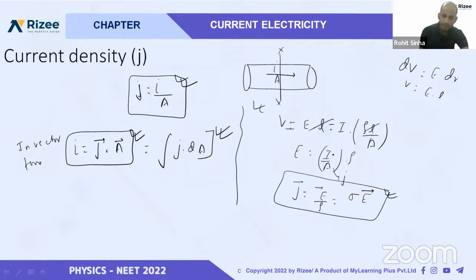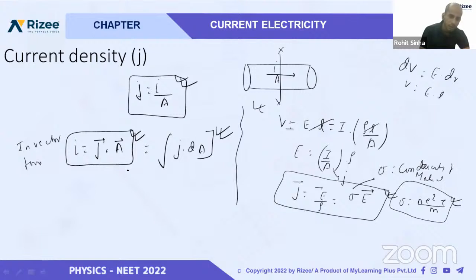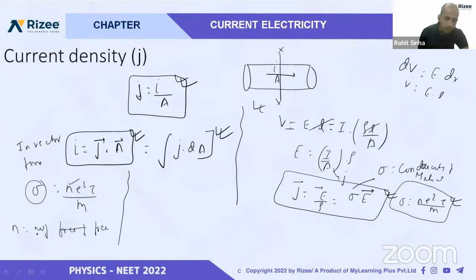Sigma is the conductivity of the material. I'm not getting into the derivation part, but you should remember this: sigma is equal to n e square tau by m. Now let us see on what conductivity depends. Here n is the number of free charge particles per unit volume, e is the charge of the electron, m is the mass of the electron.